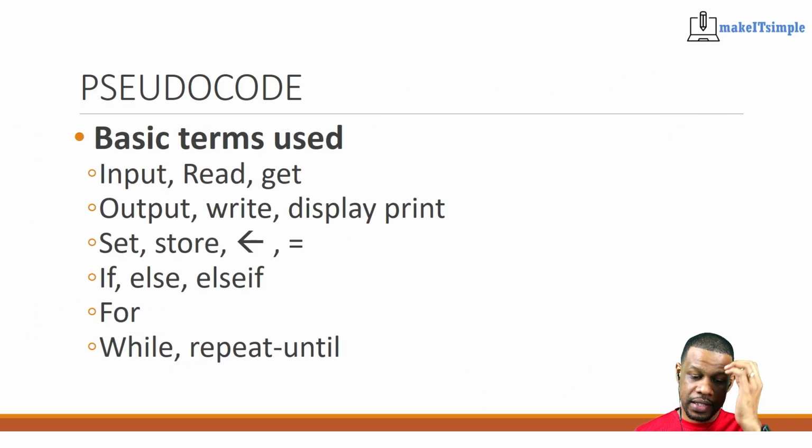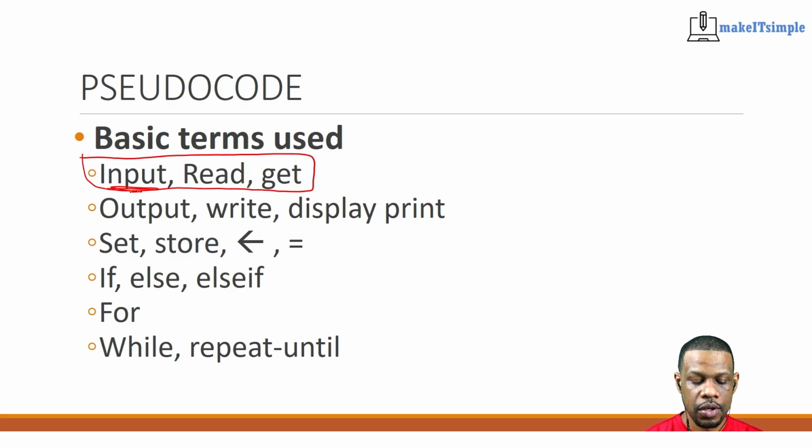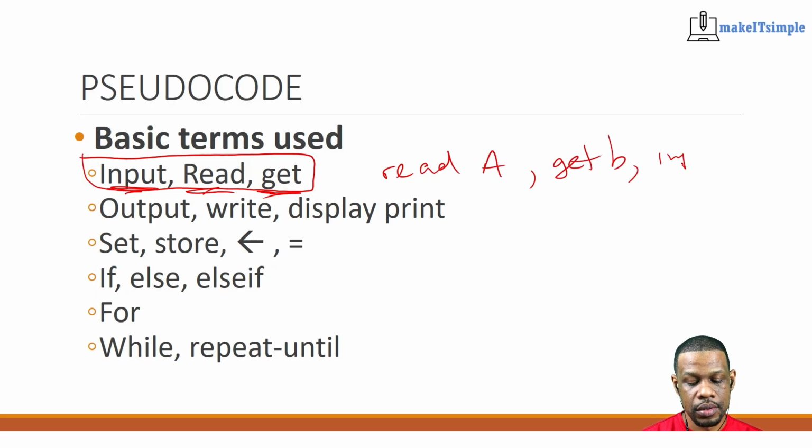So here are some of the basic terms that you use when you're doing pseudocode. Remember, the goal is we're trying to make the computer understand us easily. And in order to get the computer to understand us easily, there are input terms, which will be input, read, and get. So we could say read A. We could say get B. We could say input C. The computer will be like, okay, you see this word here, read? I know what that means. What B is, I know what that means.